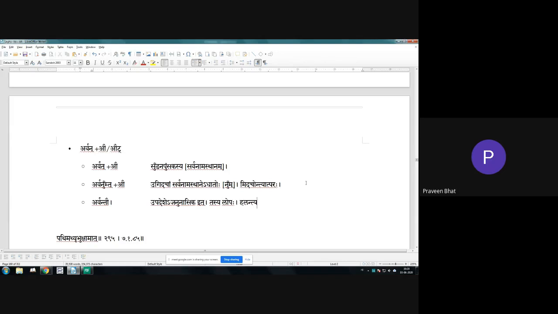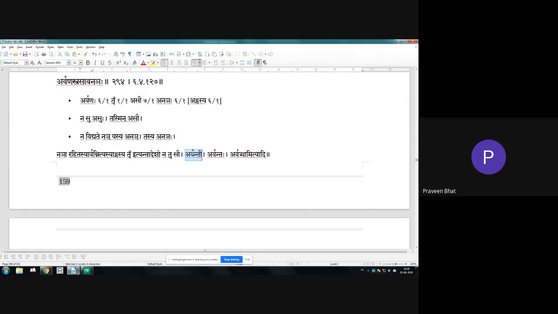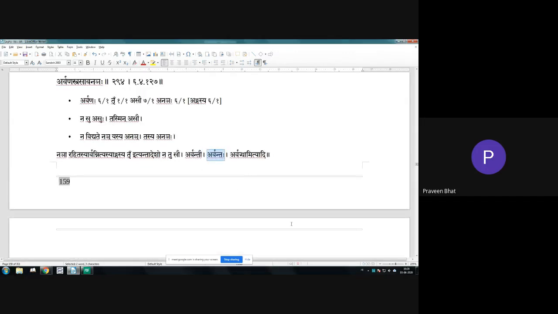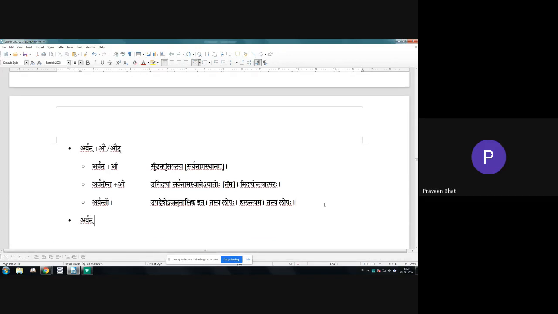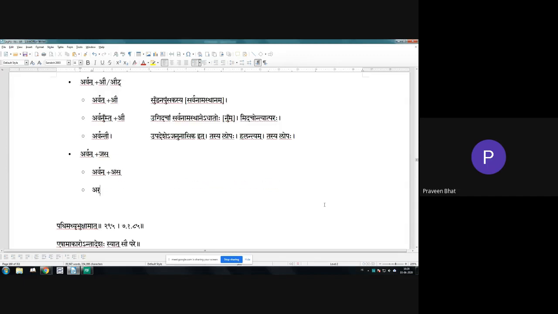Halantyam it, halantyam it is an anubandha, so the sutra is halantyam, tasya lopaha. Thereby our rupa siddhi is arvantau, this is the form arvantau. Then arvan plus jas, jas you will get, same thing will follow. The jas content is removed by chutu, tasya lopaha.